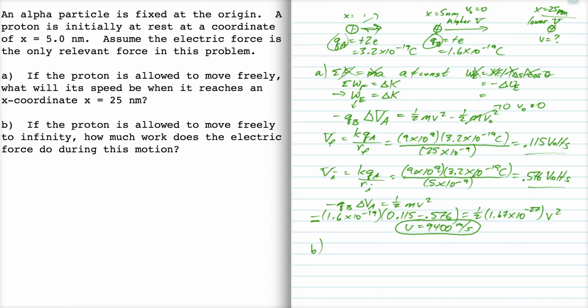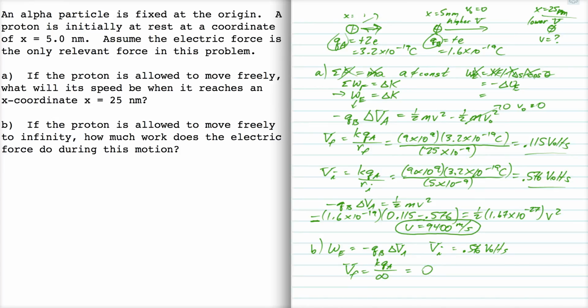Now for part B, let's see, this proton is allowed to move freely to infinity. How much work does the electric force do? Well, the work done by the electric force is minus QB delta V, but in this case, V initial is still 0.576 volts, right? But V final is now kQA over infinity, and so that's 0.